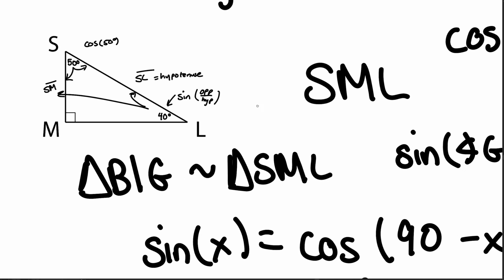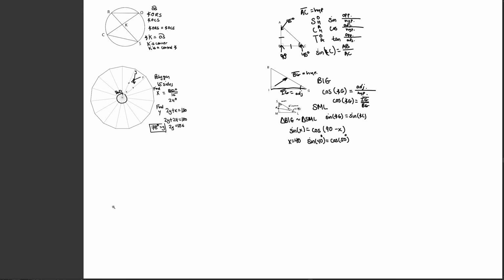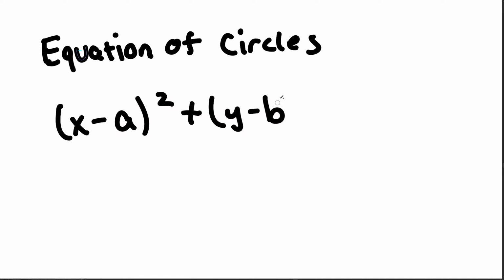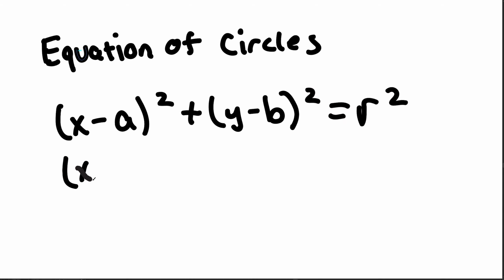All right. So right now I'm going to be covering the equation of a circle. So remember that the standard form of the equation of a circle is (x minus a) squared plus (y minus b) squared is equal to r squared. And you might have seen this form before.